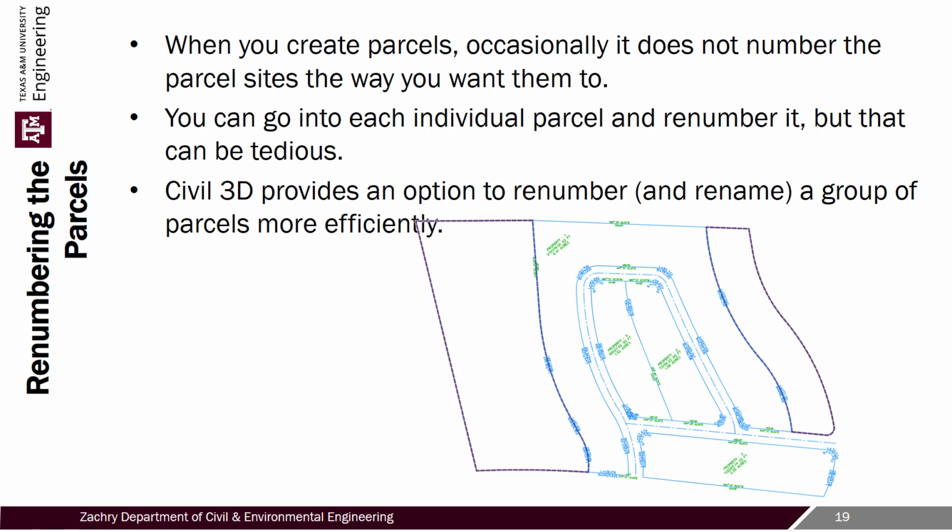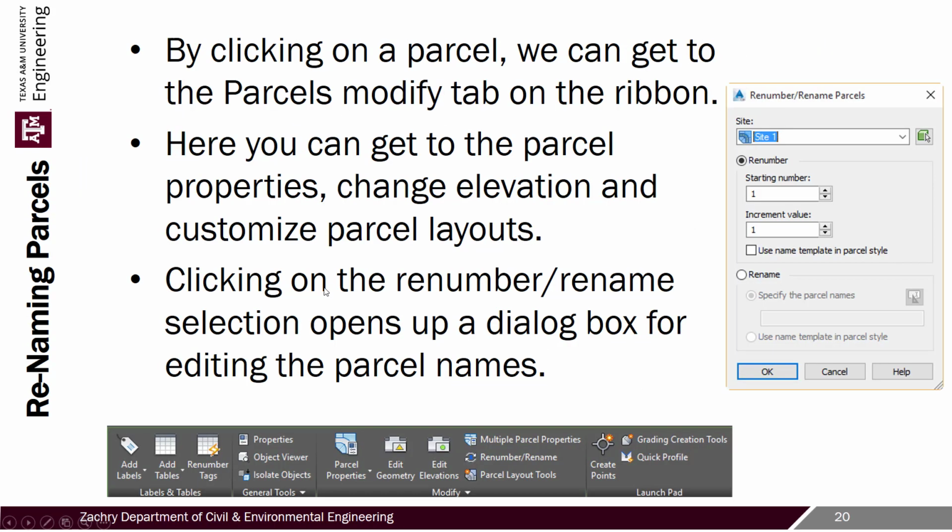So when you create parcels, occasionally it does not number the parcels the way you like it. And when that happens, you can edit it to fit your style better. Like in this case, we have 4 big blocks, and let's say we want each of these as a phase. We're going to develop phase 1 first, then phase 2, phase 3, phase 4. But they're not numbered the way we want. We can come in and renumber those different parcels. As a matter of fact, we can rename them as well.